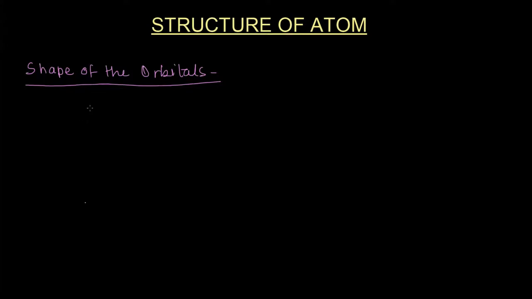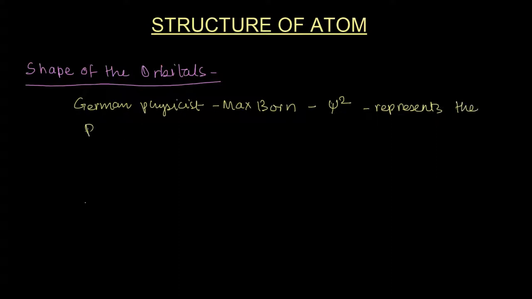It was told by the German physicist Max Born. It was he who said that psi squared represents the probability density of the electron.